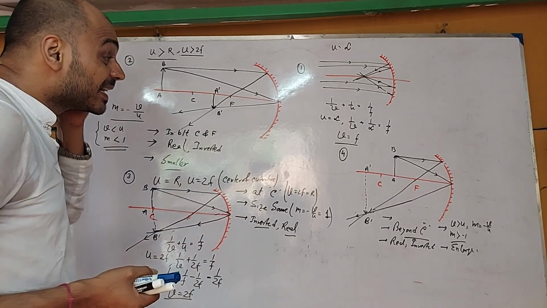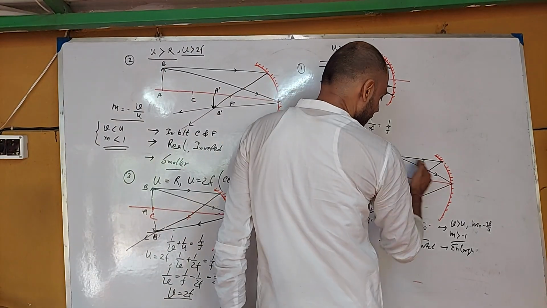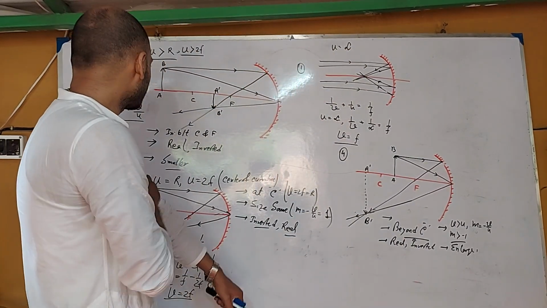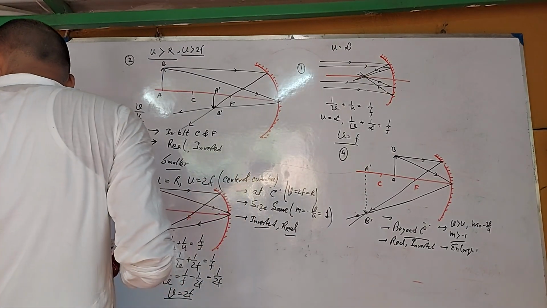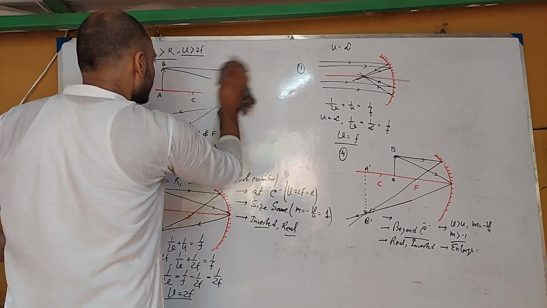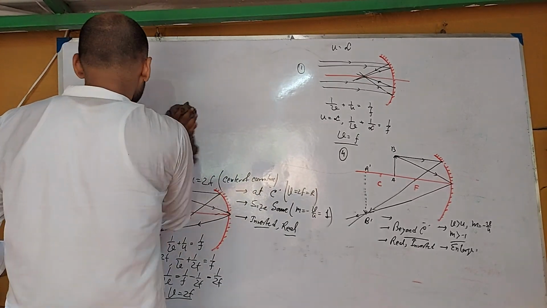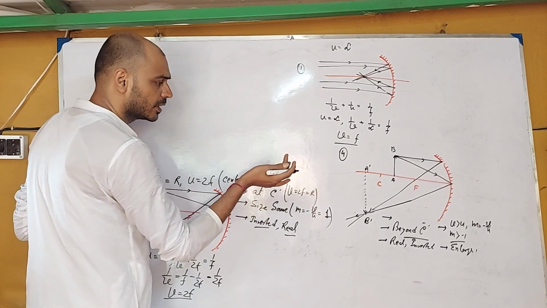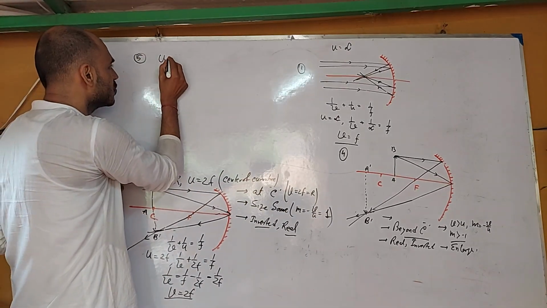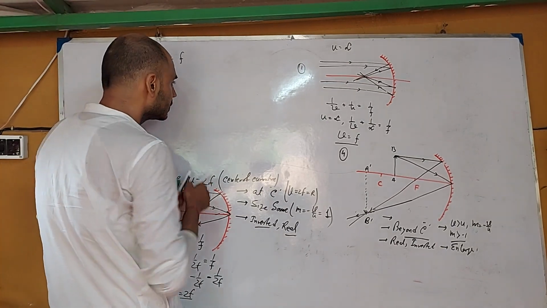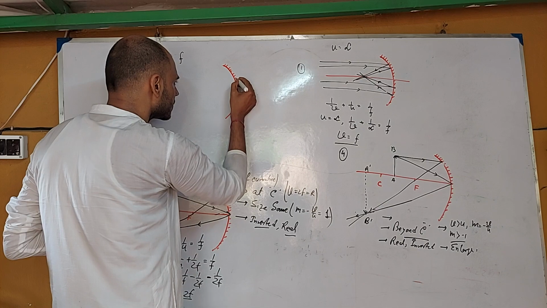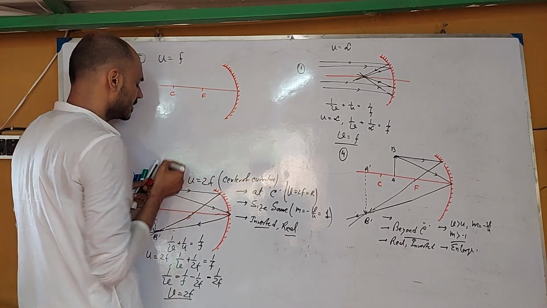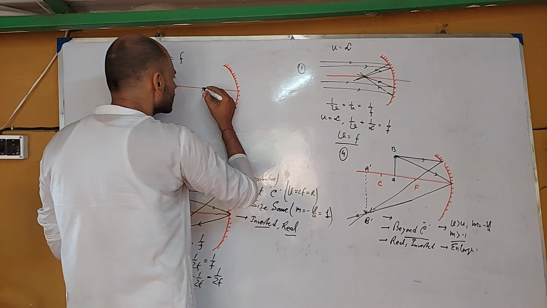Now if the object is going towards the mirror, at the focus point, if we consider the position of the object at F, then what happens? The position of the object at F, this is our fifth condition. For the fifth condition, the position of the object U equal to F, the position of the object on the focus. This is our F, this is our C, the position of the object at focus.